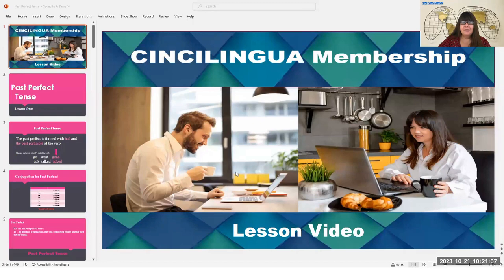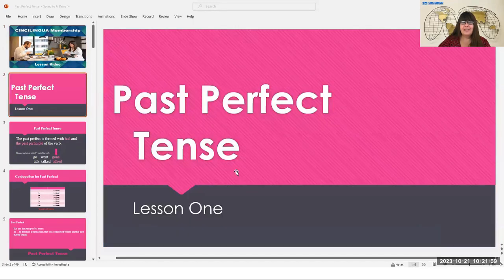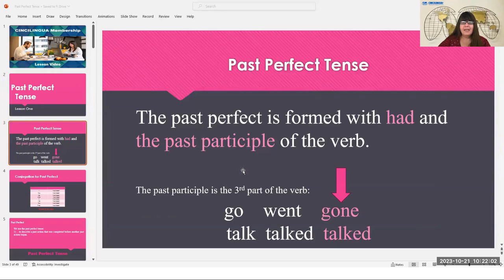In this video, we are going to look at the past perfect tense. Now, the past perfect tense is formed with the word had and the past participle of the verb. If you're not sure what the past participle is, it's the third part of the verb. If we look at the verb go, go is an irregular verb because it changes. Go, went, gone. This third part is the past participle.